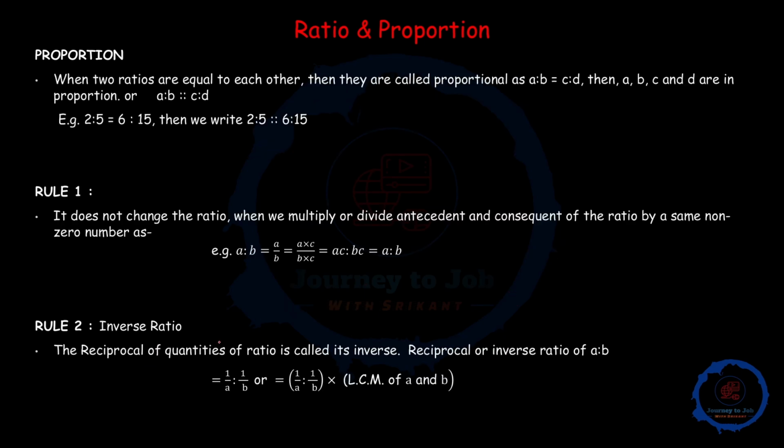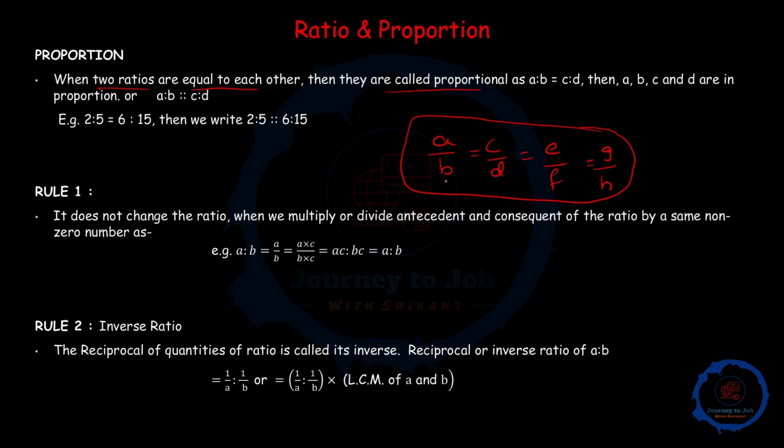Next, what is proportion? See, when two ratios are equal to each other, then they are called proportional. See, a by b ratio is equal to c by d, equal to e by f, equal to g by h. See, these are all proportionals. Okay, a by b is proportional to c by d, is proportional to e by f, proportional to g by h, like that. Okay, so a, b, c, d are in proportion. Okay, next, 2 is to 5 equal to 6 is to 15. So 2 and 5, 6 and 15 are in proportion.